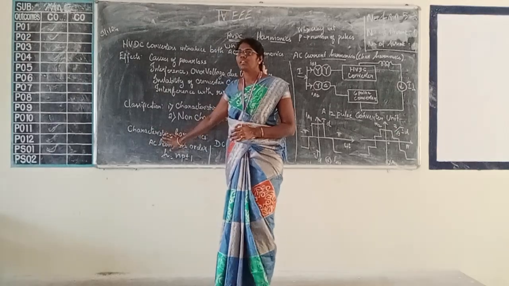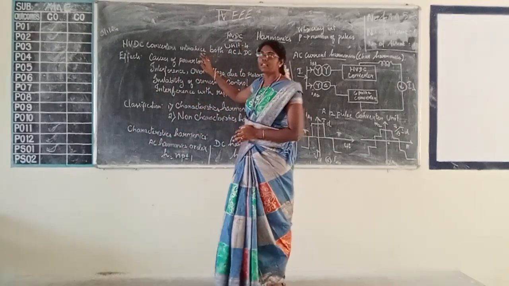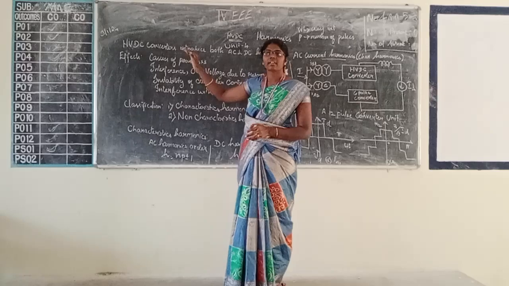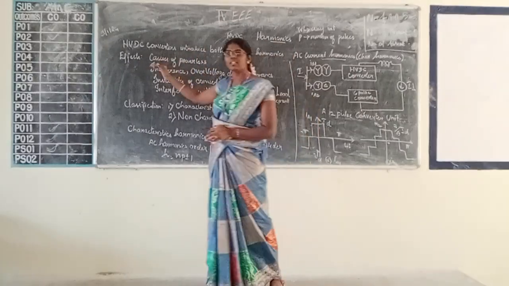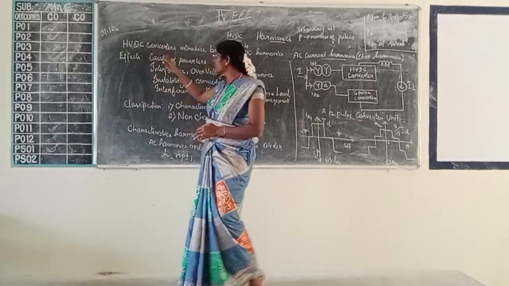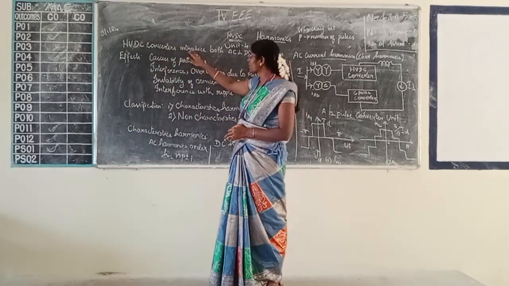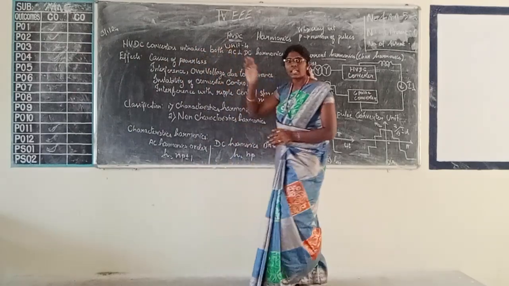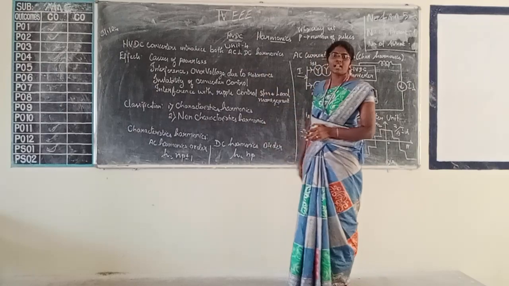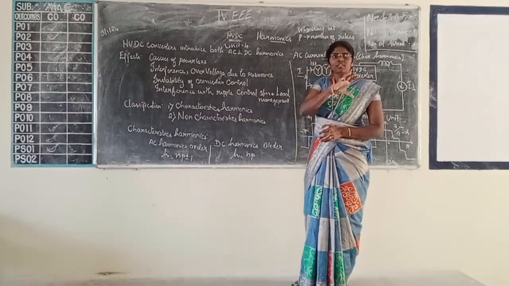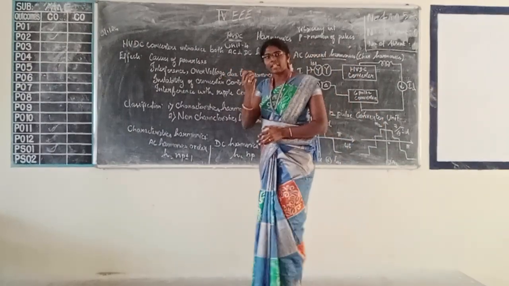So the next topic is harmonics. That is the harmonics that are generated in the converter. Since it is an HVDC converter, the harmonics will increase. The HVDC converter introduces harmonics on both the AC side as well as the DC side, since no matter what you do to a converter, it has both input and output.